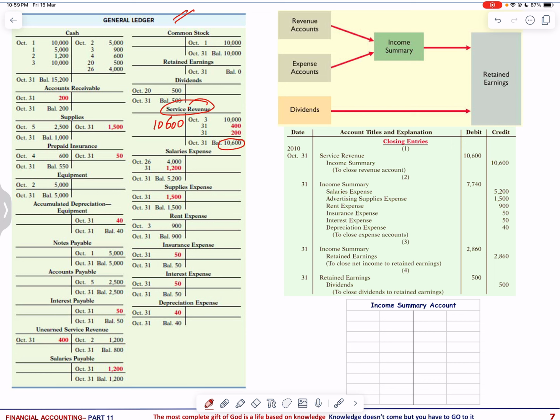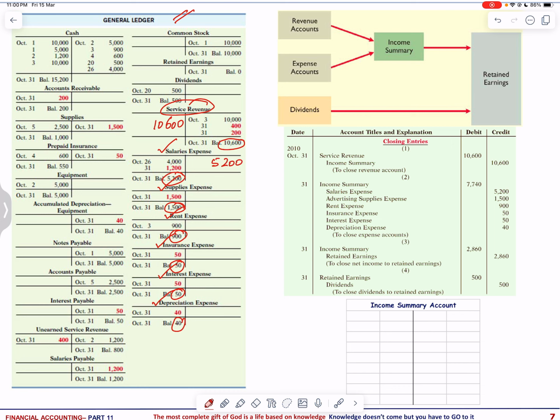Next, we are going to close all the expense accounts, and we have the salaries expense, the supplies expense, the rent expense, insurance expense, interest expense, and depreciation expense. So we have six expense accounts, and each one of them has a debit balance. So in order to have a zero balance for the expense account, each expense account must be credited by the balance amount. So for the salaries, it must be 5,200.